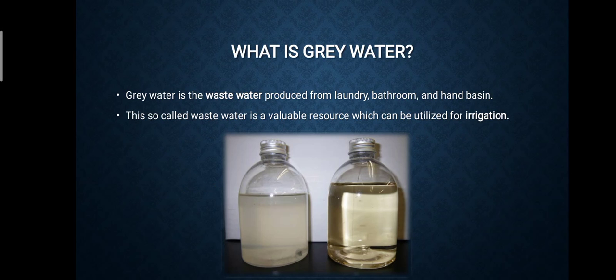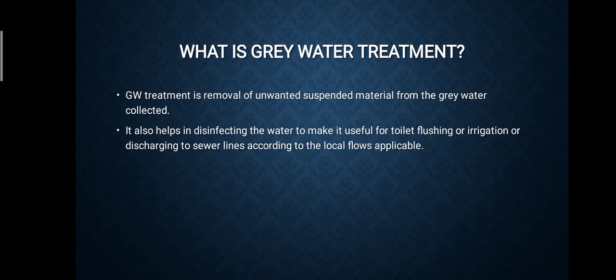First of all, what is grey water? Grey water is the wastewater produced from laundries, bathrooms, hand basins, but it can be used as a viable source once it undergoes treatment. One such use is irrigation. We're going to discuss it in detail in the upcoming slides.